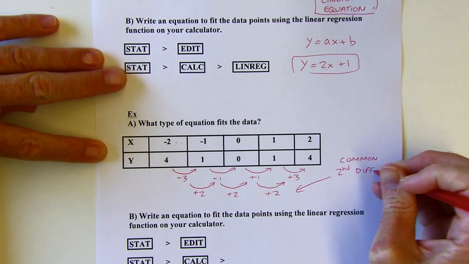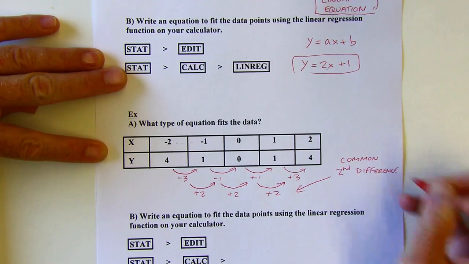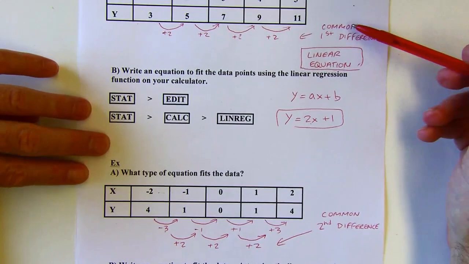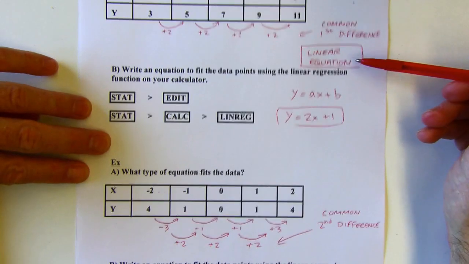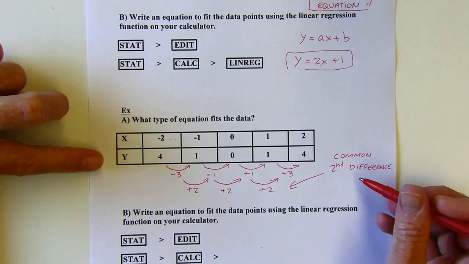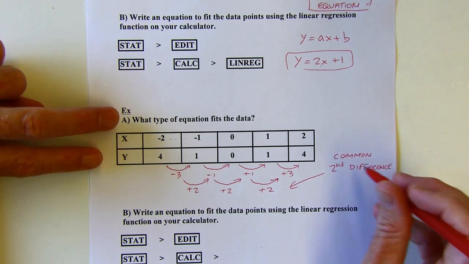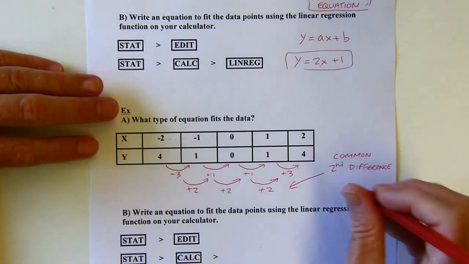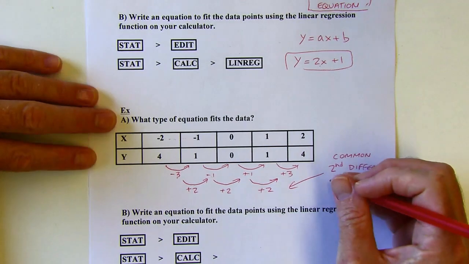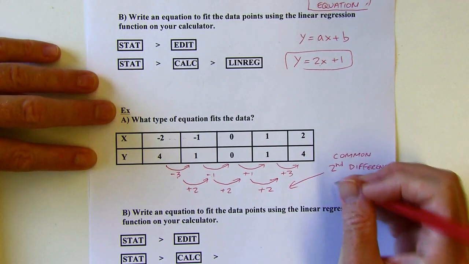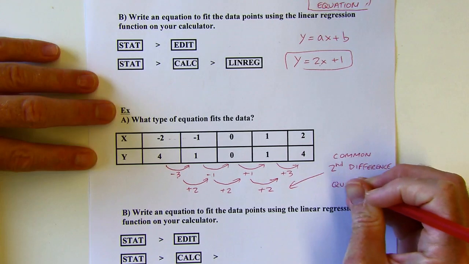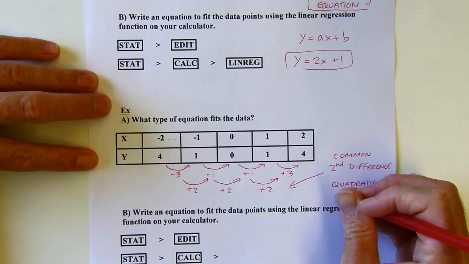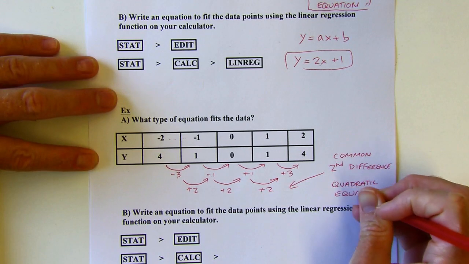And when that happens, I'm going to have a second degree equation, which is a quadratic function, right? So if the first differences are common, you got a first degree equation, which is linear. And if you got a common second difference, it's a second degree equation, and that means you'll have a squared variable in there. So this is going to be a quadratic equation or function, however you want to say that.